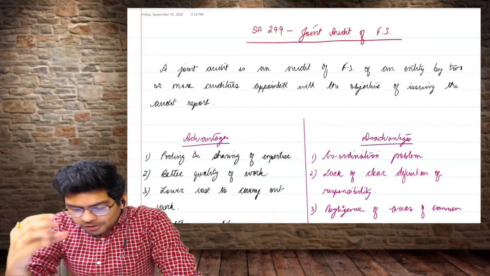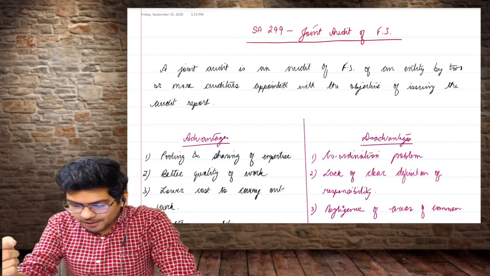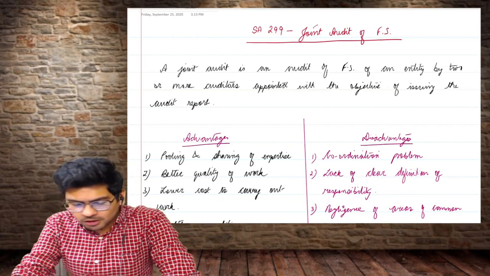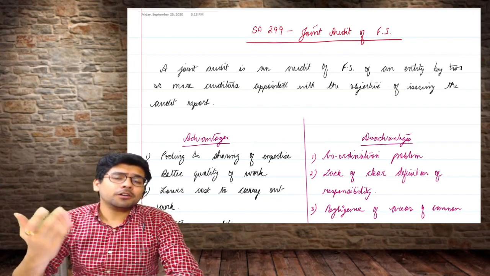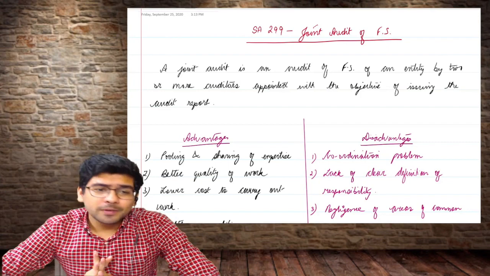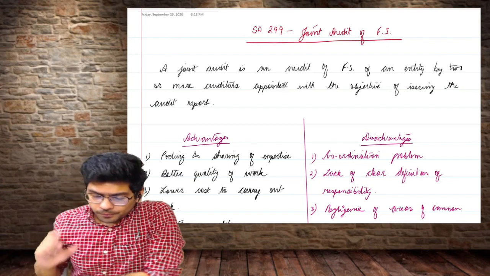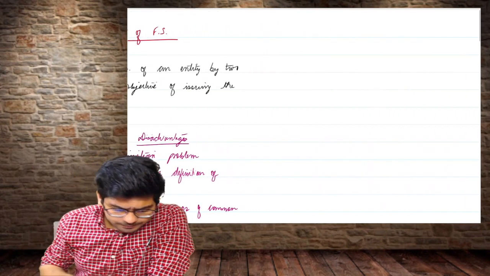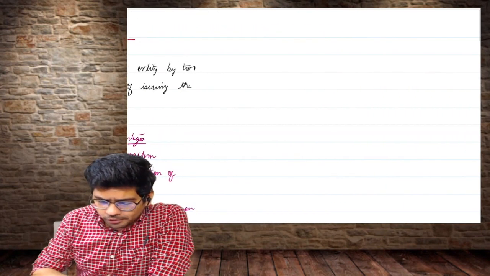It says a joint audit is an audit of financial statements of an entity by two or more auditors appointed with the objective of issuing the audit report. So when an audit is conducted for one entity by 2 or more auditors, we call them joint auditors. Now before I move ahead in this particular standard, let's understand what joint auditors mean.